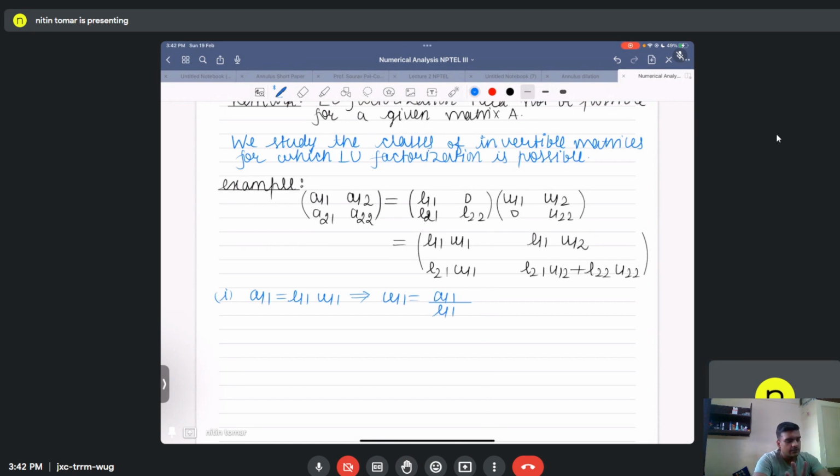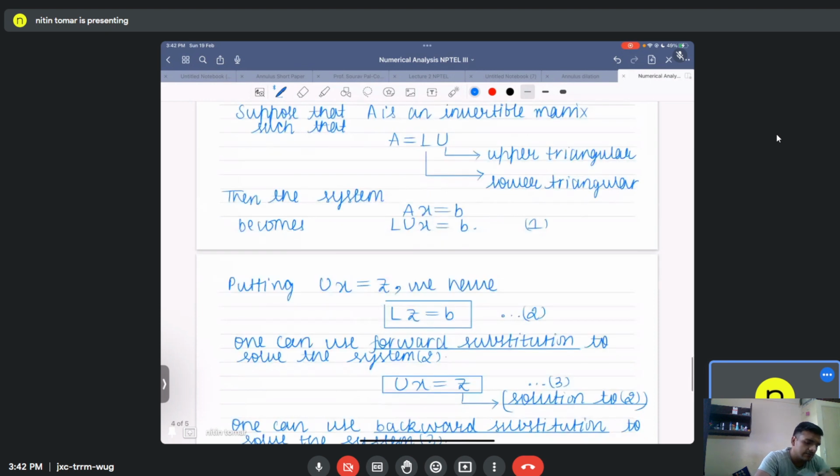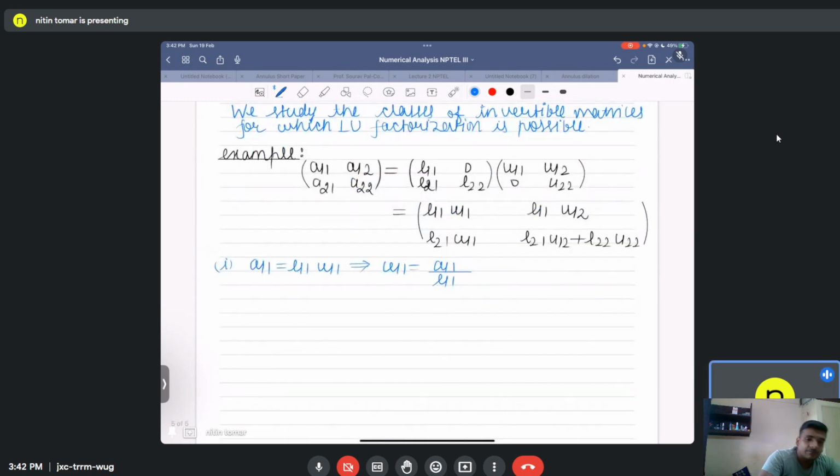See, if A is invertible, then L and U are also invertible, correct? Why? Because the determinant of A will be the determinant of L times the determinant of U. So all the diagonal elements of L and U are non-zero. So I can take L11 inside, in the denominator. Now what does the second equation tell?